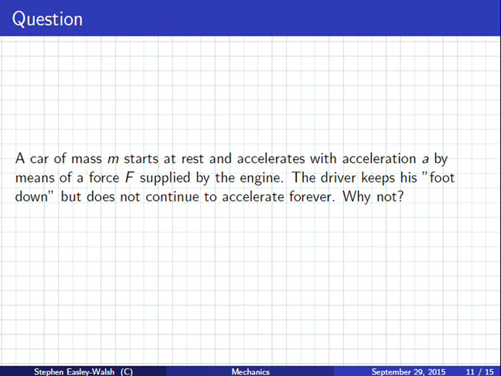Okay? So the reason the car does not continue to go faster is because when it goes faster, it gets more friction, drag force. Later, the drag force will equal the thrust force, the force from the engine. And if these two forces are equal, then they cancel. And then if there's no force, then there's no acceleration because F equals ma. No F, no a; no a, no F.